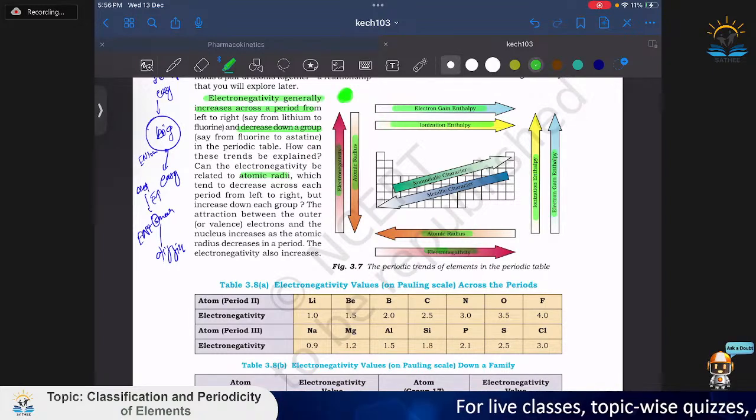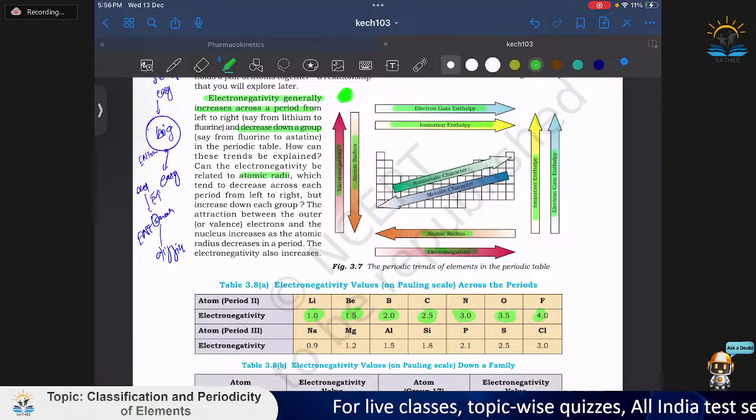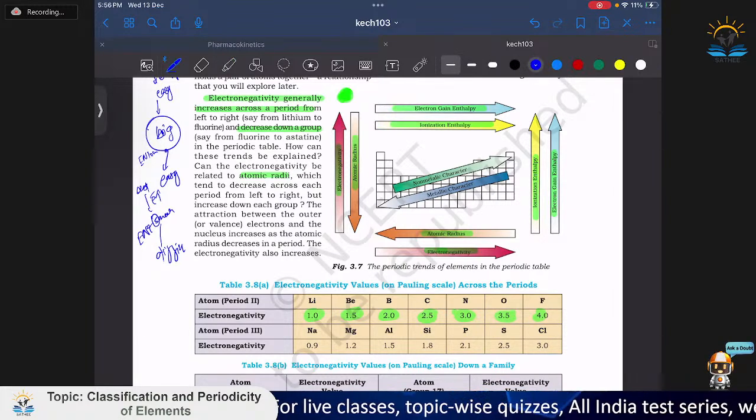Now, electronegativity values, you should remember at least the Pauling scale values. It is really easy. For period 2, just start from 1.